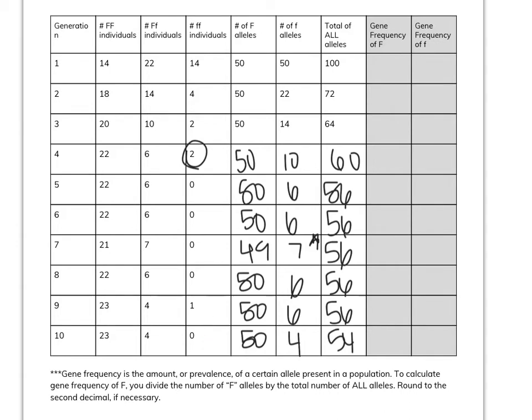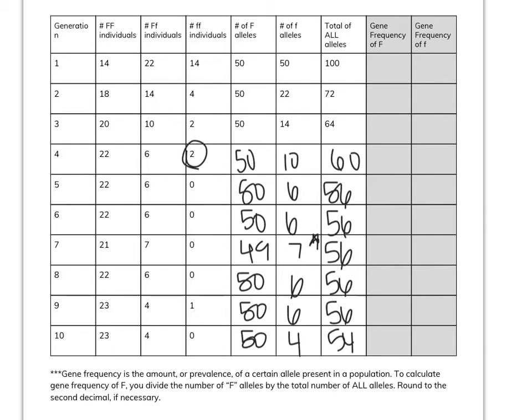Okay. So now let's look at the gene frequency. So gene frequency, if we just think of what those 2 words mean, frequency is how often something happens. And so if we're talking about gene frequency, it's how often a gene happens. So it's the amount or prevalence of a certain allele present in the population. To calculate gene frequency of big F, you divide the number of big F alleles by the total number of all alleles. Okay? So this is saying how frequent it is in the population, round to second decimal if necessary.